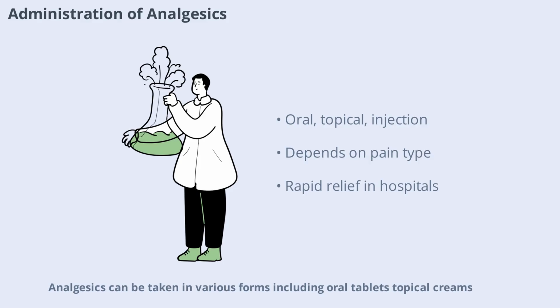Analgesics can be taken in various forms, including oral tablets, topical creams, patches, or even injections. The method of administration depends on the type of pain, its location, and patient preferences. For example, topical creams are great for localized muscle pain, while oral tablets are convenient for general aches. In hospitals, injections may be used for rapid pain relief.